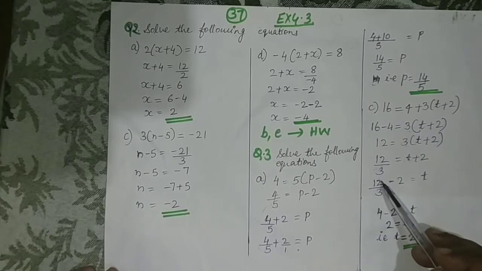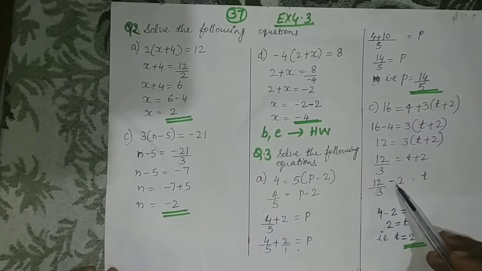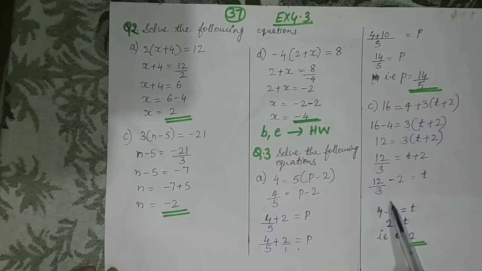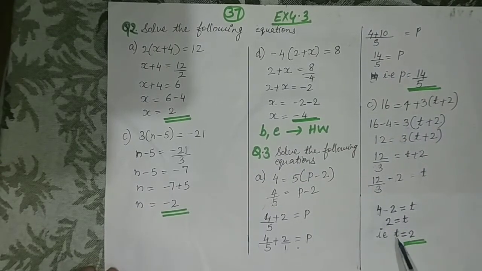So again we can write 12 by 3 minus 2. This RHS part plus 2 is there. That is taken from RHS to LHS. So minus 2 is equal to T. Now 12 by 3 is what? 4. 4 minus 2 is T. That means value of T is what? 2. Okay.